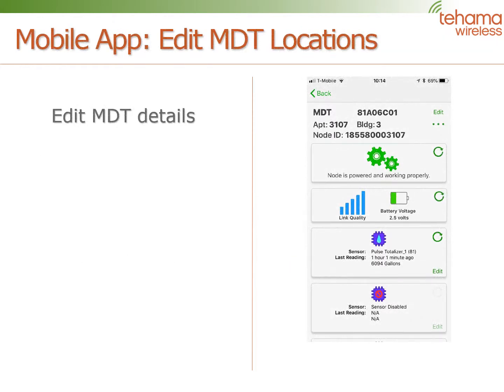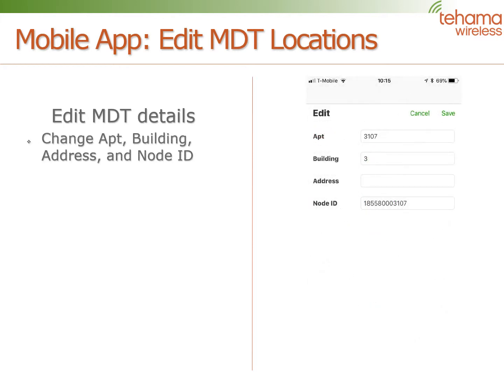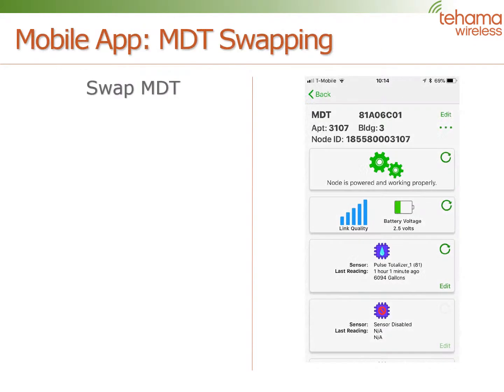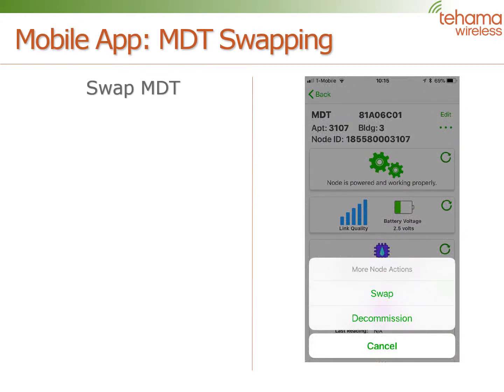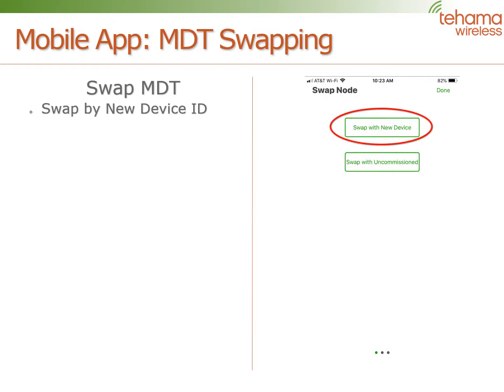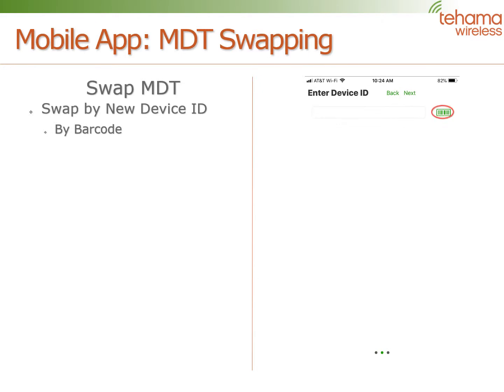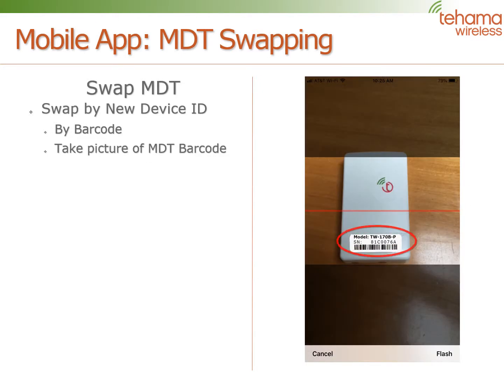If you need to change the MDT locations, click on Edit on the MDT Dashboard. Here you will be able to change the apartment, building, address, and node ID. After making these changes, be sure to hit the Save button. To swap out an MDT, click on the ellipsis at the MDT Dashboard, then hit Swap. You can swap out by a new device ID either by entering in the MDT ID or taking a picture of the barcode with your smartphone.